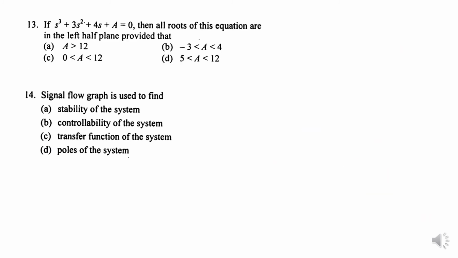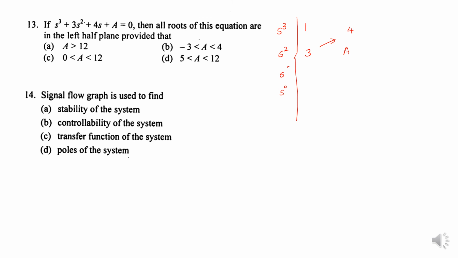Problem: if s cube plus 3s square plus 4s plus A equal to 0, then all roots of this equation are in the left half plane provided that. Here I have to use the Routh stability criterion to find out the stability and what is the condition for A. So first write s cube, then s square, then s power 0. For s cube, write the values 1, 4, then 3, then A.